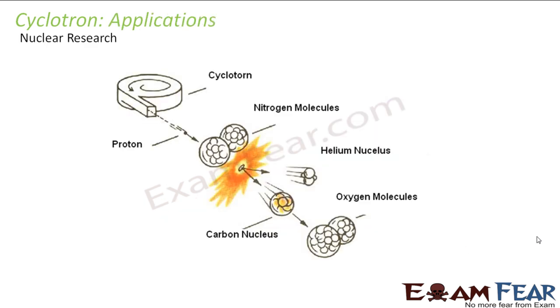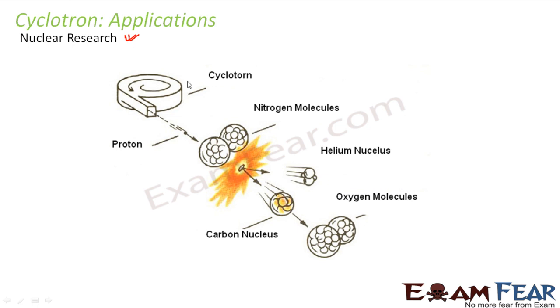Now let us look at some applications of the cyclotron. Where is the cyclotron helpful? It is helpful for nuclear research. Nuclear research mostly deals with nuclear fission, fusion reactions and things like that, where you always need a projectile, something which will cause a nuclear reaction, which will initiate a fission. To initiate a reaction, you need a fast moving particle. That fast moving particle you can generate from the cyclotron.